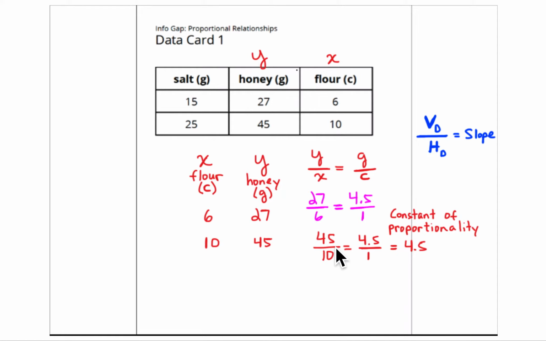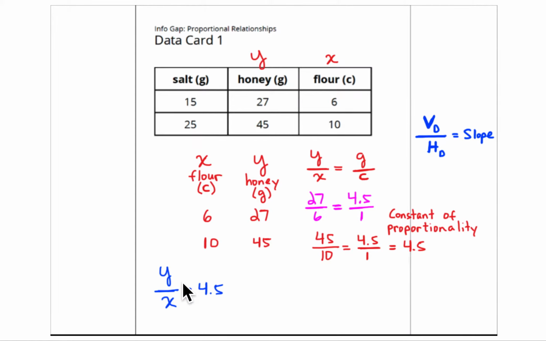And so the second row on the table should also fit this constant of proportionality if it's a proportional relationship. That's one way to check. If they all have the same constant of proportionality, then it truly is a constant of proportionality. So 27 grams of honey to 6 cups of flour is still 4.5 grams of honey for 1 cup of flour. And you can see that 4 times 6 is 24, and then another half of 6, which is 3. 24 plus 3 gets you to that 27 right there.